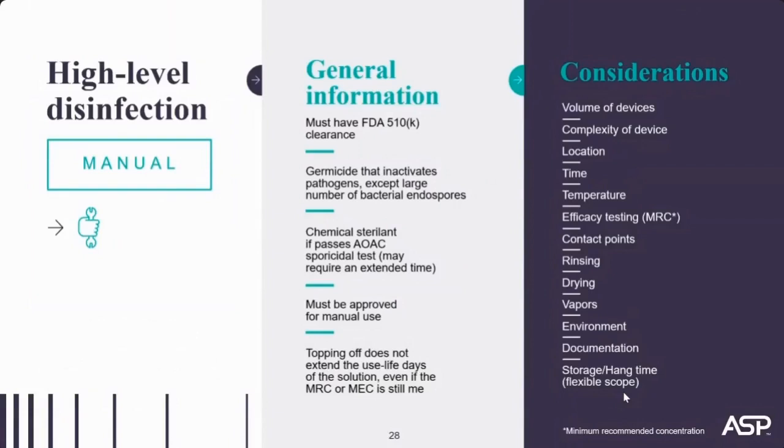Let's review some general information as well as considerations. Any high-level disinfectant used for manually reprocessing a device must have FDA approval. It must be effective against pathogens, with the exception of some bacterial spores. If it is a chemical sterilant, it must pass the AOAC sporicidal test. Some high-level disinfectants may be considered a chemical sterilant after an extended period of soaking time. The high-level disinfectant or chemical sterilant must be approved to be used as a manual process.